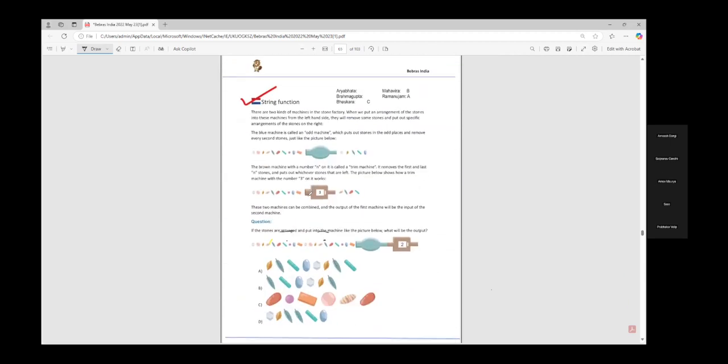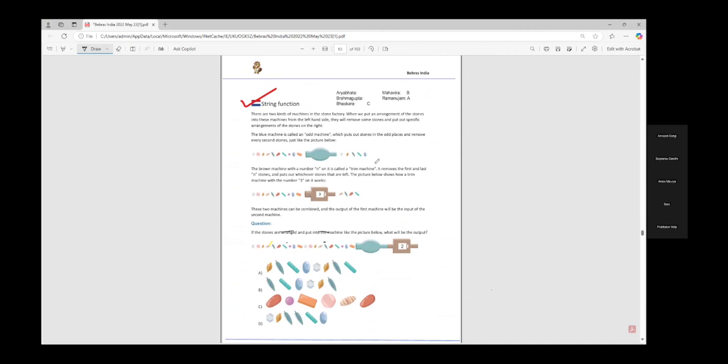Let's move on to this one. I'll read it out. There are two kinds of machines in the stone factory. When we put an arrangement of stones into these machines from the left-hand side, they remove some stones and put out a specific arrangement of stones on the right. So whatever's on the left is your input, whatever's on the right is your output.